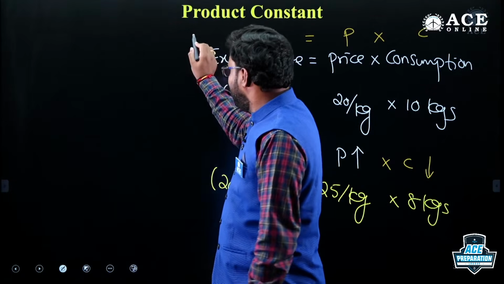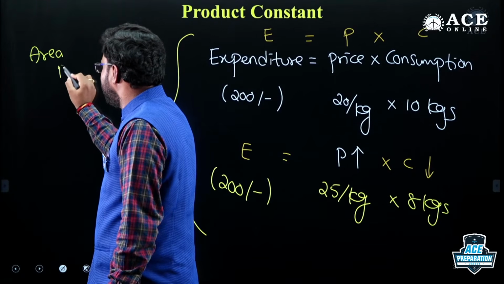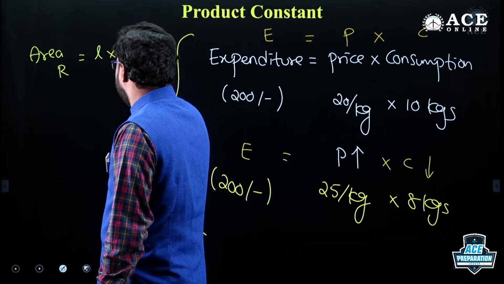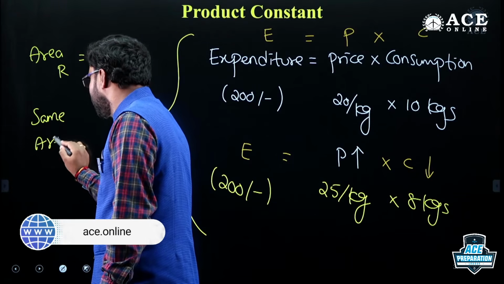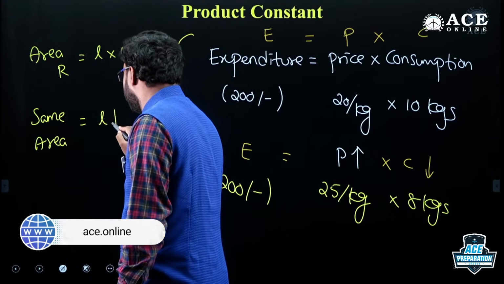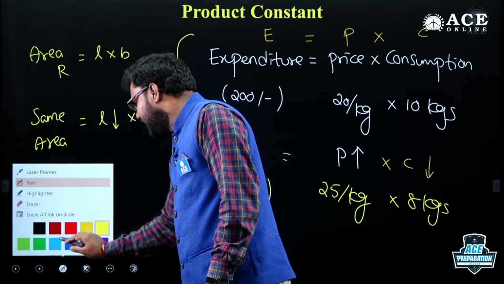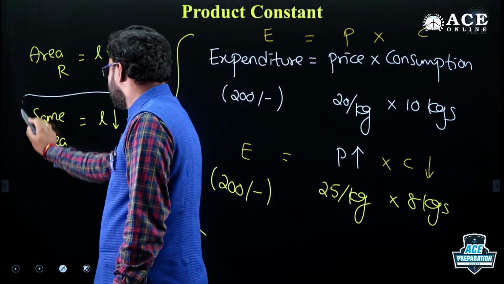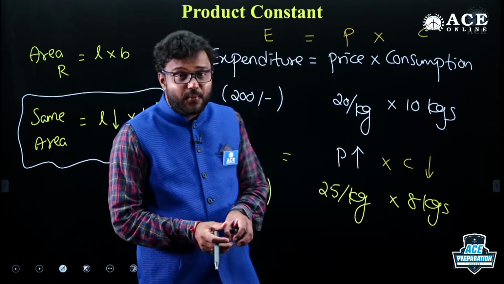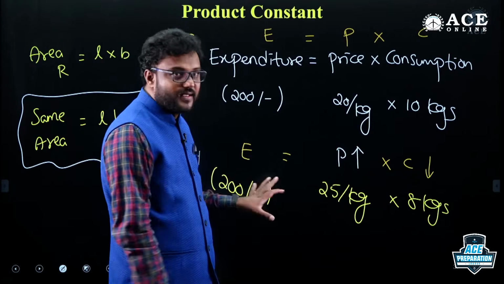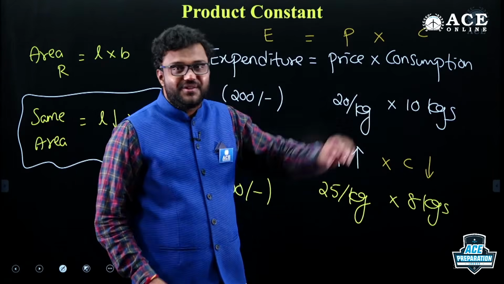Same thing you can also apply for area of rectangle. Area of rectangle is length into breadth. If you want to maintain same area, if length decrease, you should increase the breadth, my dear friends. Same area, if length increase, breadth should decrease. That is what regarding product. The product of two terms, it should be constant. If one increase, others should decrease, or if one decrease, others should increase.